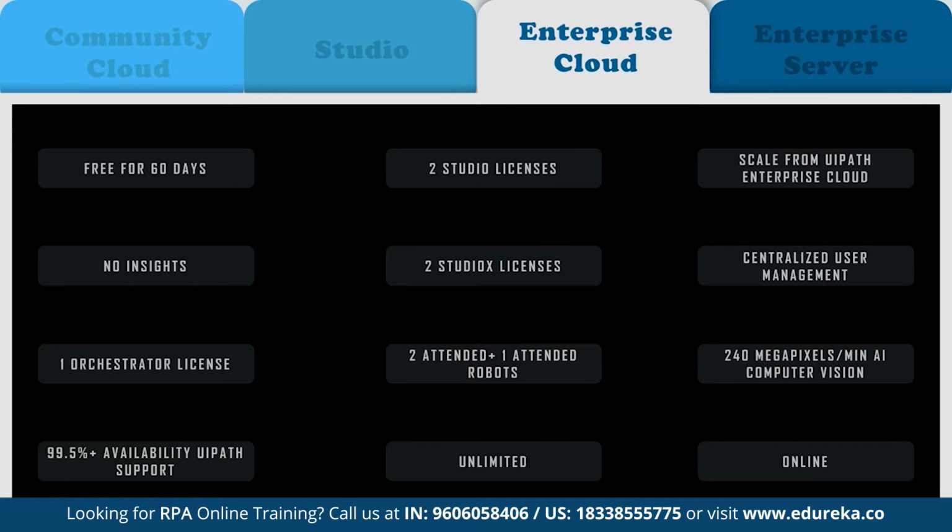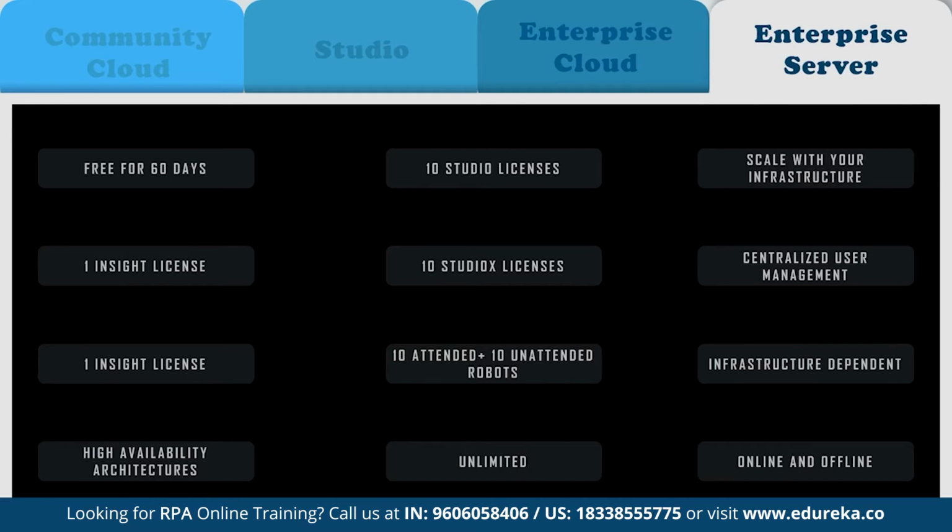Finally, coming to the last version offered by UiPath, that is the Enterprise Server. The Enterprise Server version is again free for 60 days. It offers 1 Insights license, 1 orchestrator license, and provides high availability structures. It offers 10 Studio licenses with 10 Studio X licenses and provides 10 attended plus 10 unattended robots. The number of additional robots provided is unlimited and can scale with your infrastructure. It also offers centralized user management. The infrastructure is dependent and can be activated both online and offline. So guys, these were the various features offered by the different versions of UiPath.